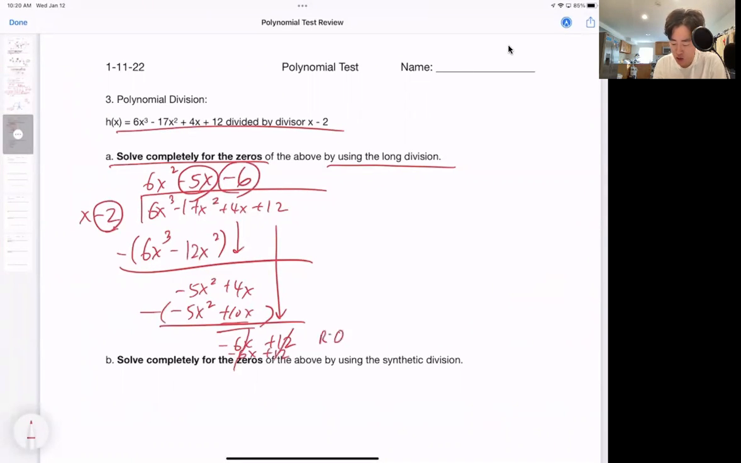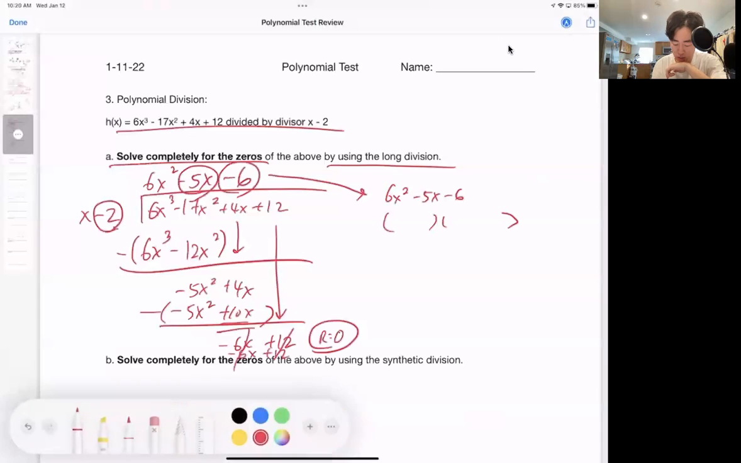Everything cancels out. So we have a remainder of 0, which means I have 6x squared minus 5x minus 6 that I need to factor out completely. Now this is another AC method. So I'm just going to show you by using the AC method here.